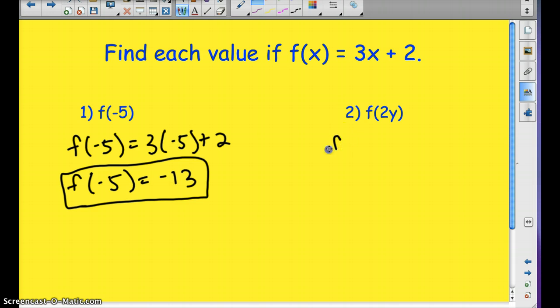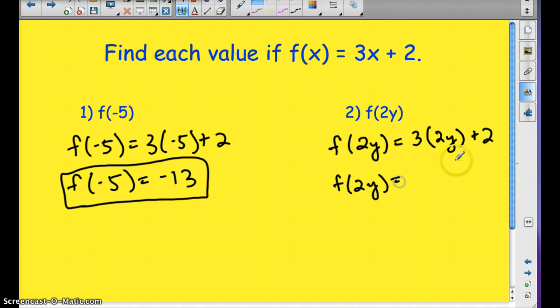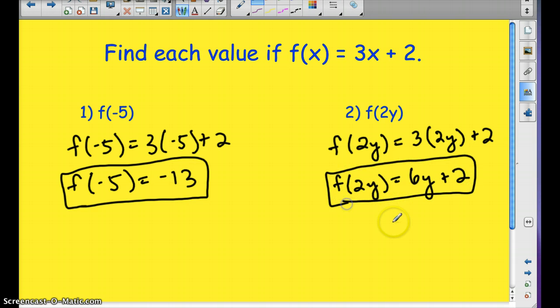And then we plug in here. We're plugging in 2y for x. So we have f of 2y equals 3 times 2y plus 2. So f of 2y ends up being, when we slim this down a little bit, 6y plus 2. That would be our answer.